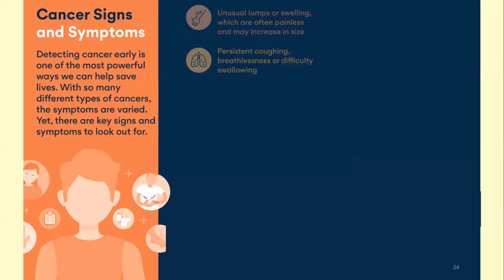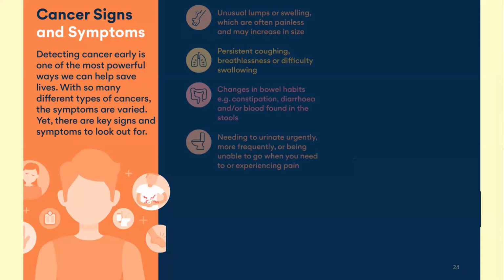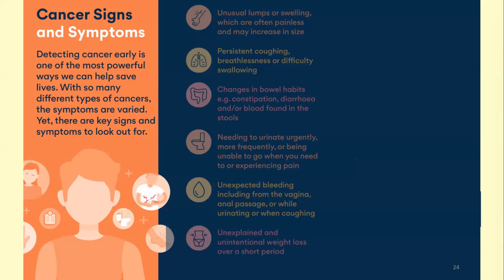And if for a long time there is persistent coughing, breathlessness and difficulty in swallowing. If there is some problem in the lung, if the lung cells are growing very rapidly, lung cancer, in that case persistent coughing will happen. Or changes in bowel habit, or needing to urinate urgently, or unexpected bleeding including from your vagina, and unexplained and unintentional weight loss. If for no reason you are suddenly losing weight, this is also a sign of cancer.